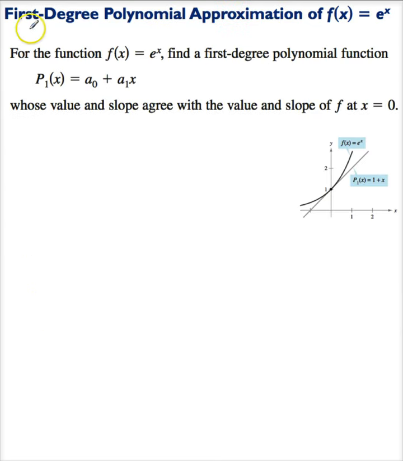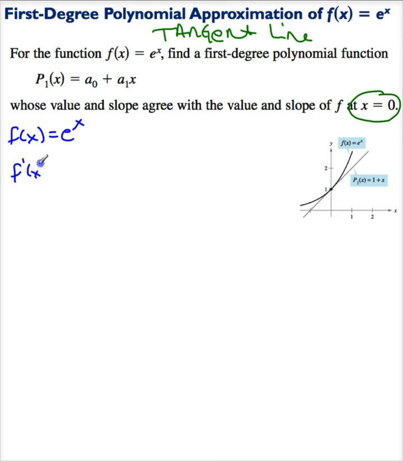Now, suppose we want a first degree polynomial approximation, so this is a tangent line, of f of x equals e to the x. And so I know my polynomial approximation is a0 plus a1x, and we're going to look at x equals 0. Before we get started, let's just find everything. f of x is e to the x, f prime of x is e to the x. Now let me find the functional value at these points. f of 0 is e to the 0, which is 1. f prime of 0 is e to the 0, or 1.